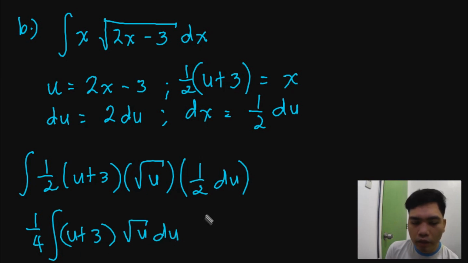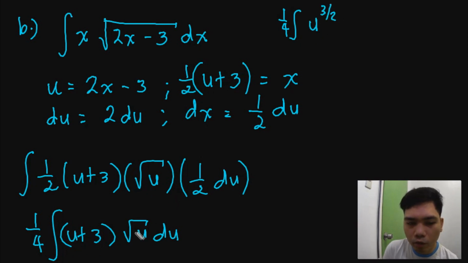Now to solve for this one, we can actually expand this. So that it's easier to solve, let's try expanding that. So that will be 1/4 the integral of square root of u times u. This becomes u raised to 3/2, because we have 1/2 plus 1, and then the other one will be plus 3 square root of u, and that is du.